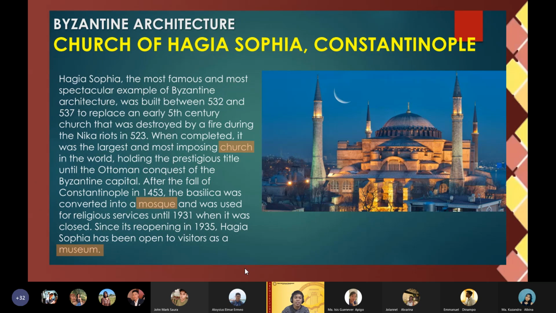Okay. So for our next slide, it says here, Hagia Sophia, the most famous and most spectacular example of Byzantine architecture, was built between 532 and 537. So that means, pila ka years siya gihimo pa? 33, 34, 35, 36, 37, 32. Actually, nag-start siya 32. So 6 years. So during the time, the 6 years is actually very, very short in constructing buildings during the old era, the Byzantine architecture.